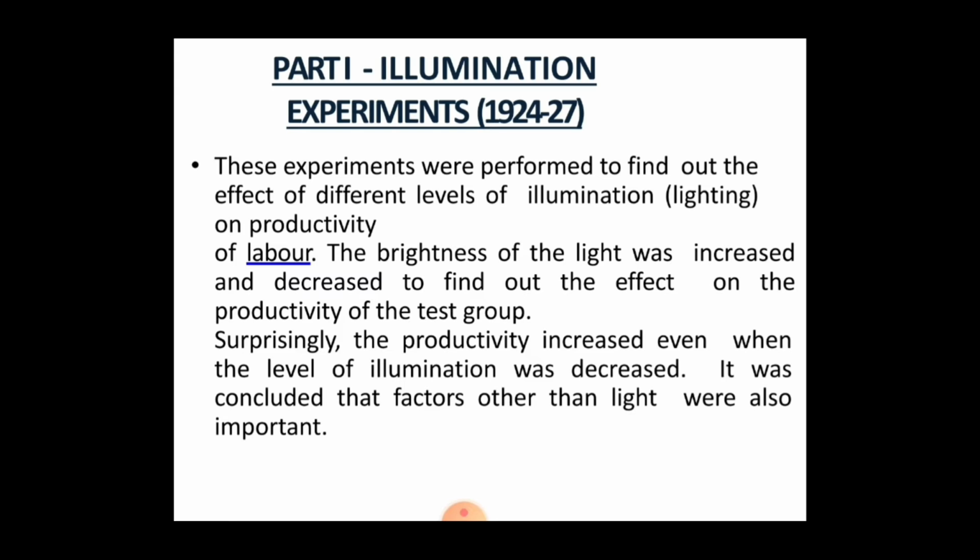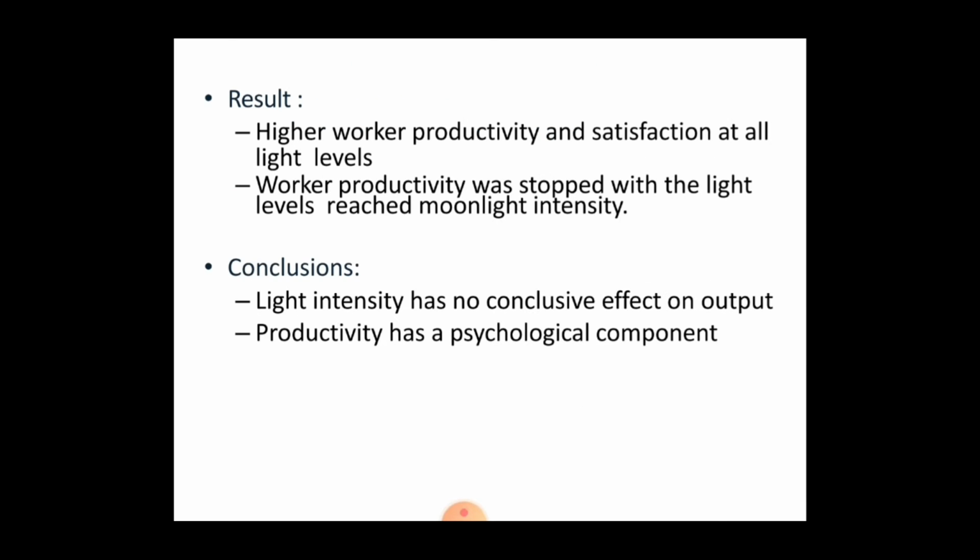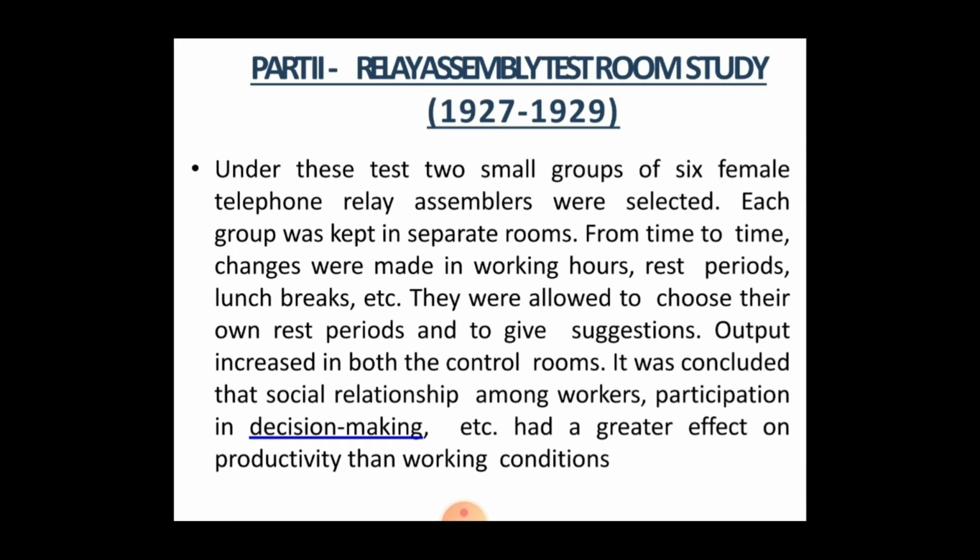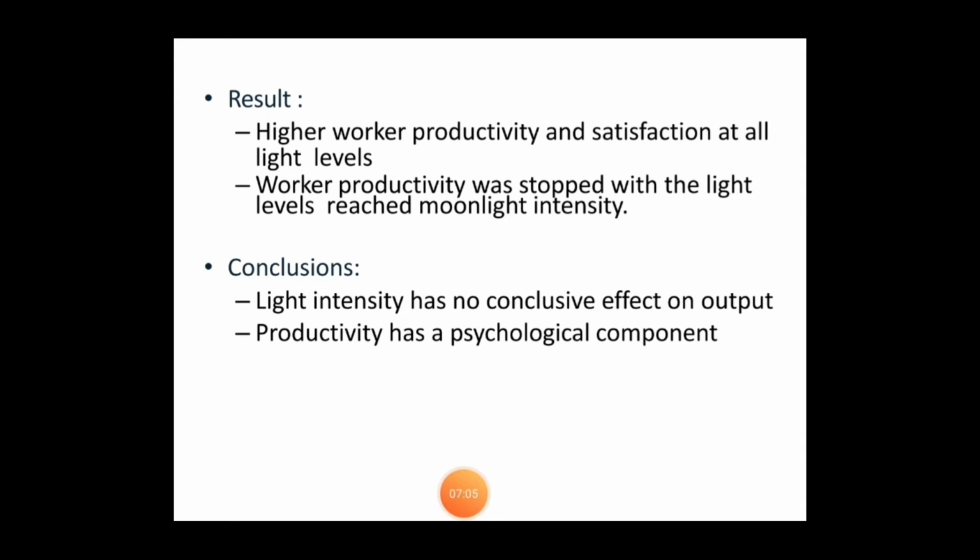So the conclusion of part 1, the illumination experiment, is that light intensity has no conclusive effect on output. There are so many other factors which can affect labor efficiency or increase productivity. There was higher worker productivity and satisfaction at all light levels. Workers' productivity stopped only when the light level reached moonlight intensity. So it shows that there are some other factors which can affect labor efficiency and the rate of productivity, though the specific problem was not solved with this experiment. So it created a need to gain more knowledge concerning the problem, and the involvement of the human factor was identified. Thus it resulted in another study at Hawthorne called the relay assembly room test.